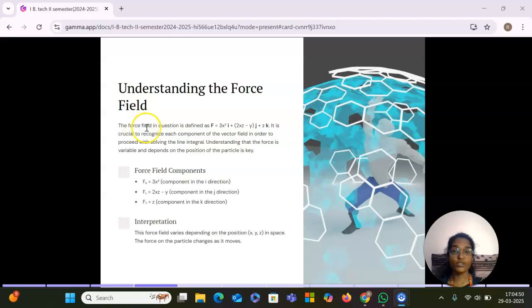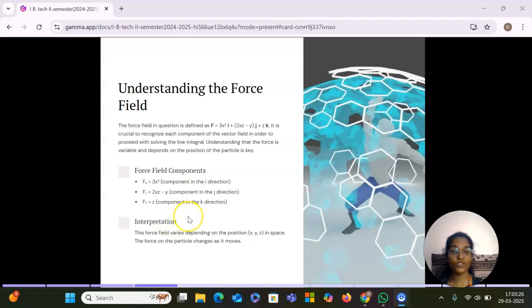Understanding the force field. So I got the question as F equals 3x² i plus 2xz minus y j plus z k. Let's understand the force field concepts here. The term before i is called Fx. So Fx is 3x², the component in the i direction, and Fy is 2xz minus y, the component in the j direction, and Fz equals z, which is the component in the k direction.